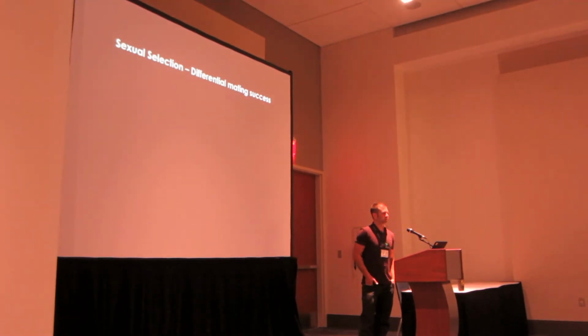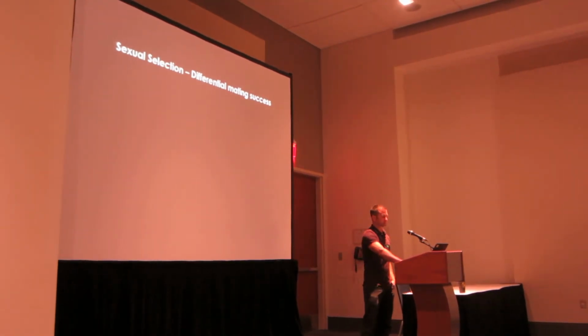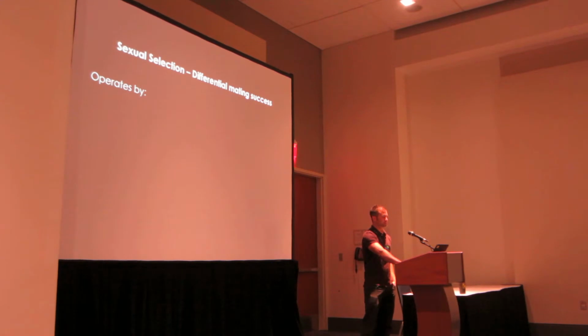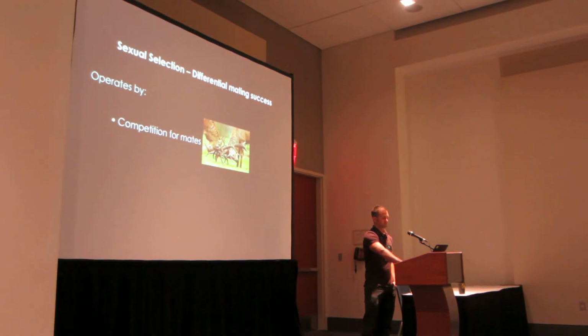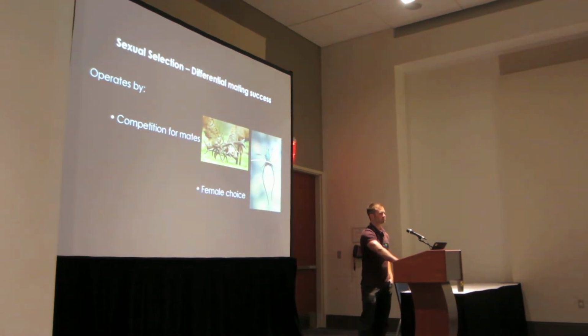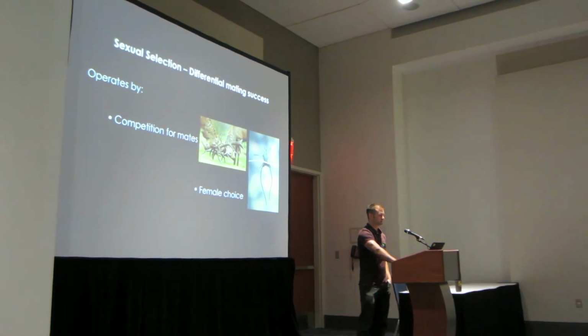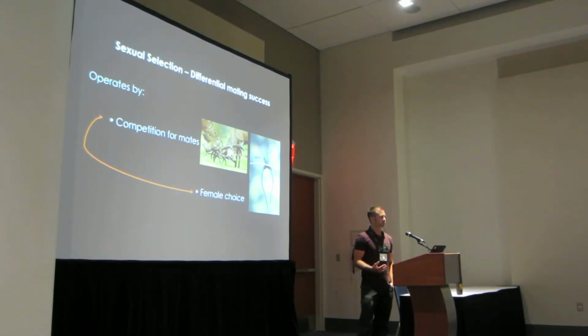Sexual selection is defined broadly as differential mating success and operates through two primary mechanisms, competition for mates and female choice. We can also have interaction of both of these if females choose their mates based on the outcomes of competitive interactions.